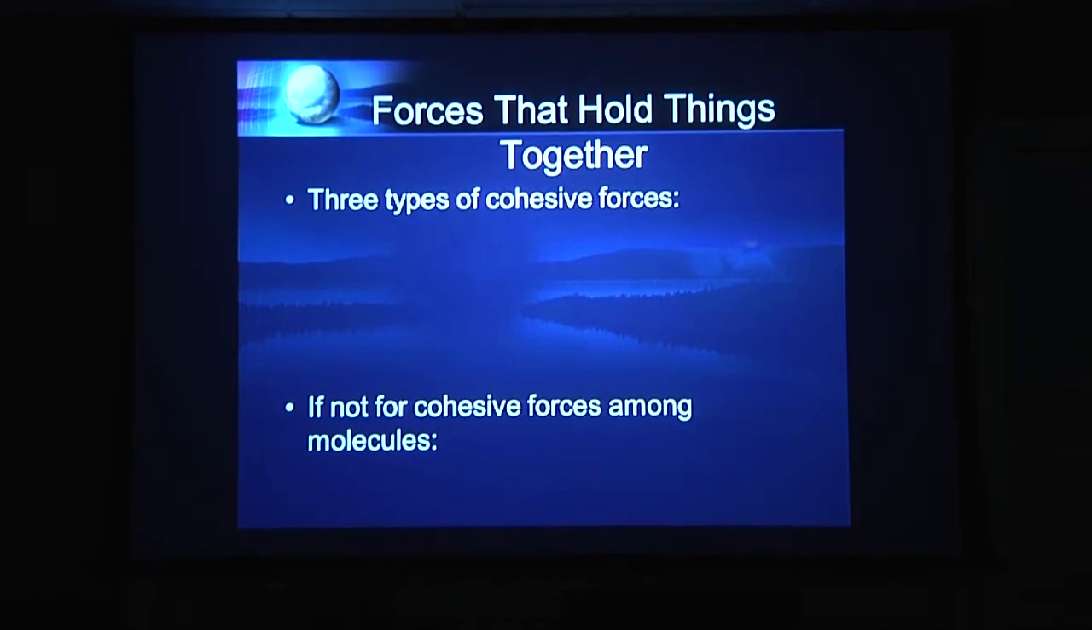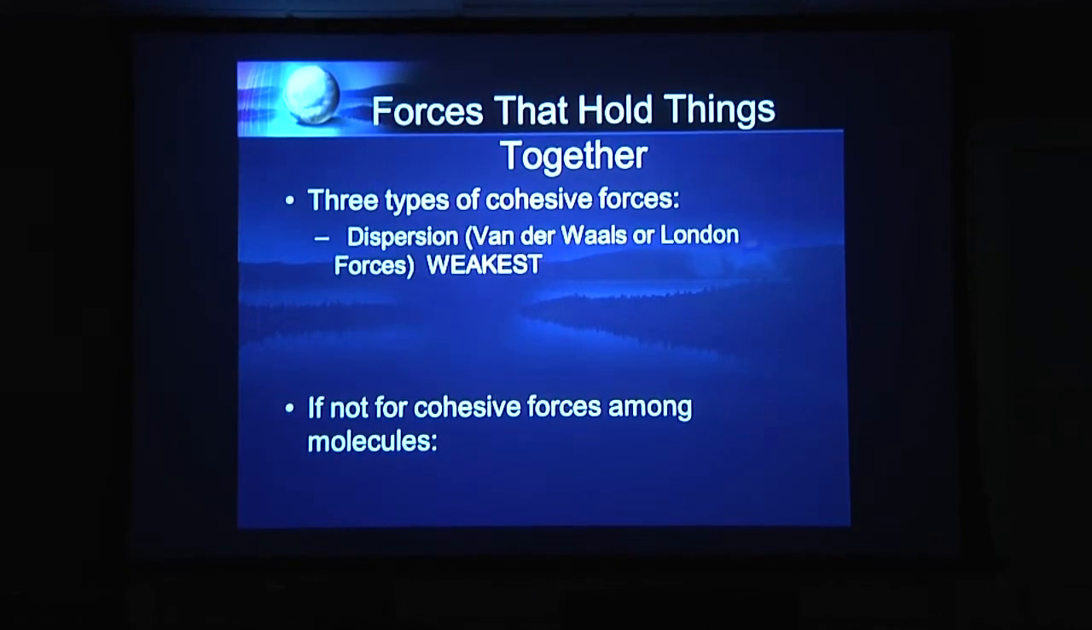All right, let's talk about the three types of cohesive forces. And you need to know these. You need to know how they affect things and what they are and how we identify them. The first one, which is the weakest that we'll talk about, is called dispersion forces. Sometimes in biology you call them van der Waals or London forces. Some of you in biology will know that terminology. These are the weakest forces, and we'll talk about what they are in just a minute.